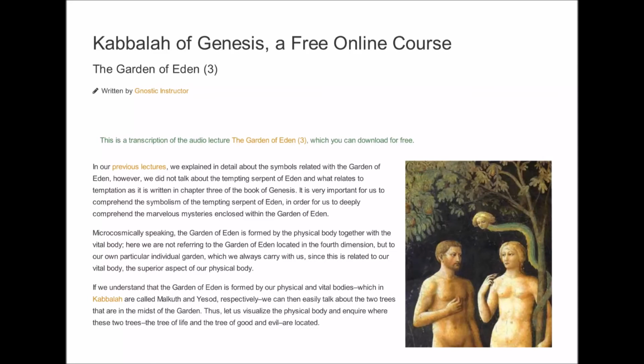So then, if we comprehend that the Garden of Eden is formed by our physical body and vital body, which in Kabbalah are called Malkut and Yesod, we have then to talk about the two trees, the two trees which are in the middle of the garden. Then we have to visualize the physical body and inquire where these two trees, the tree of life and the tree of good and evil, are located.